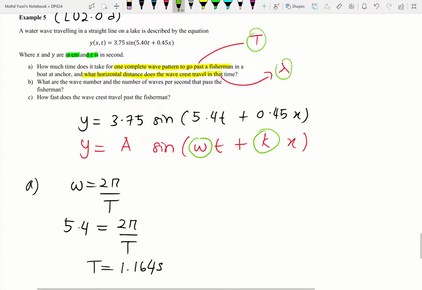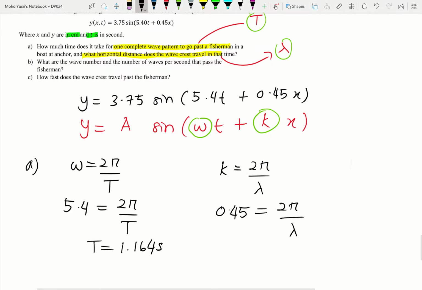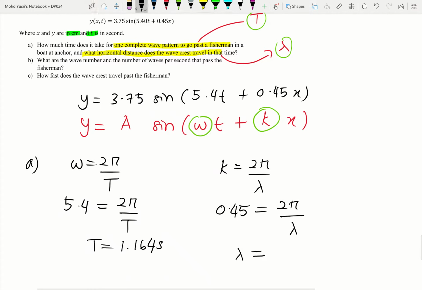And for the second part of the question, we want to find lambda. To find lambda, we look at the quantity called the wave number k, and that is equals to 2 pi over the wavelength. So k from our equation is equals to 0.45 is equals to 2 pi over wavelength lambda, and we'll know that lambda is equals to, rearranging the equation, 2 pi over 0.45, if I'm not mistaken, 13.963 centimeter. So that's for question A.